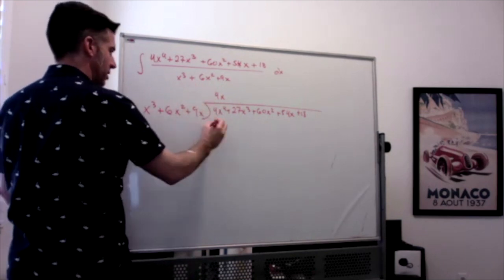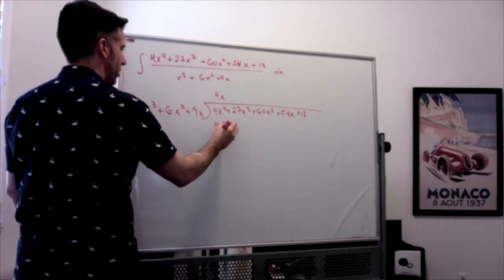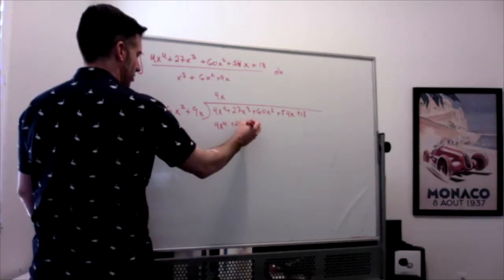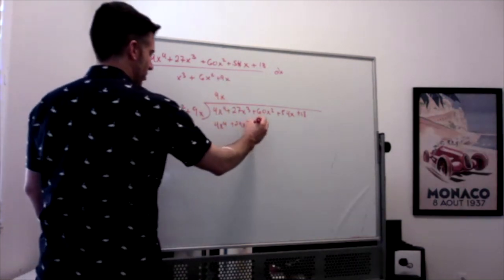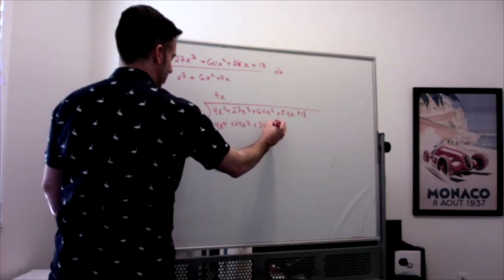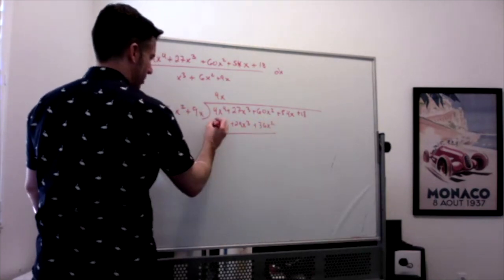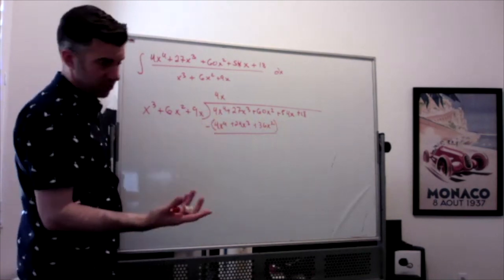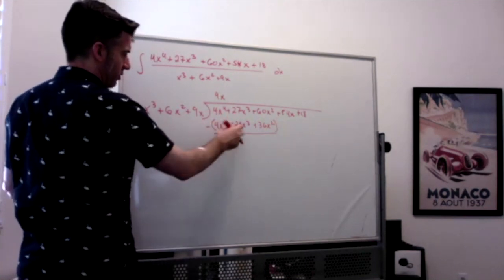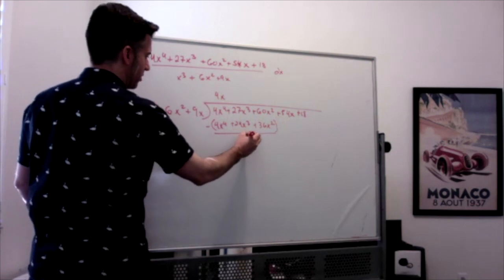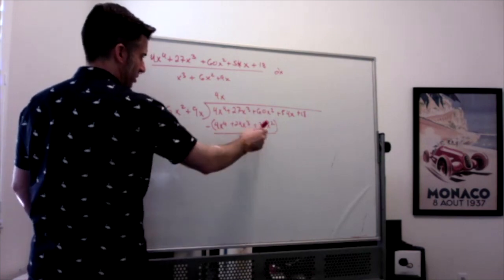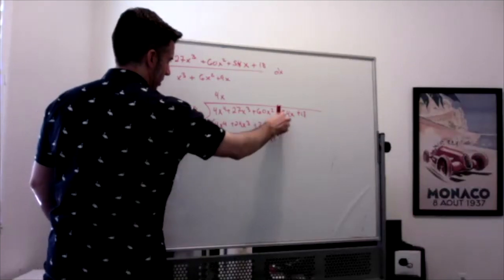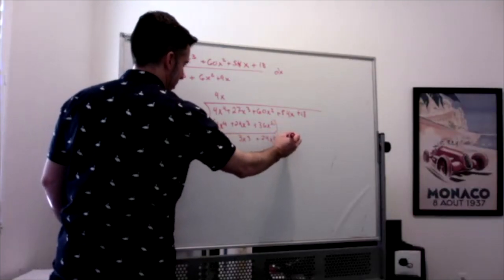And we multiply this 4x by everything down here. So 4x times x cubed is 4x to the fourth. 4x times 6x squared is 24x cubed. And 4x times 9x is 36x squared. We subtract. 4x to the fourth minus 4x to the fourth is 0. 27x cubed minus 24x cubed is 3x cubed. 60x squared minus 36x squared is 24x squared. And we bring down the next term, 54x.